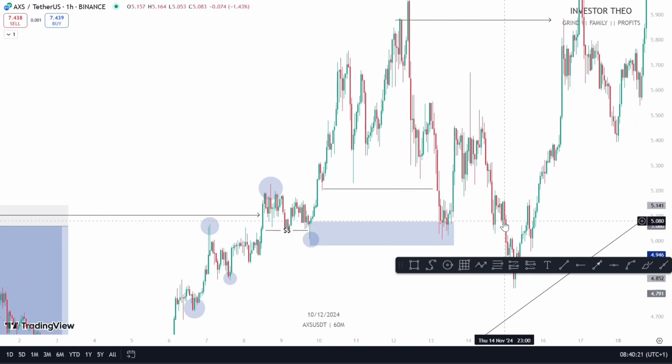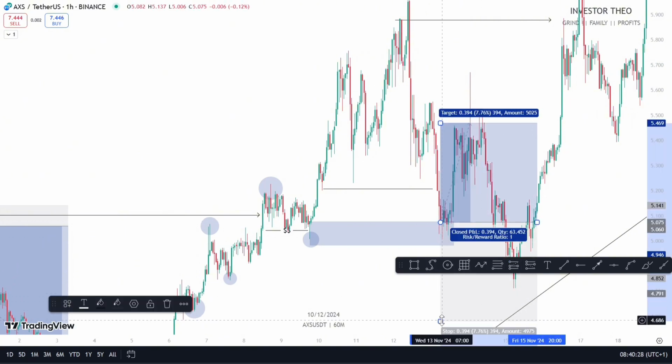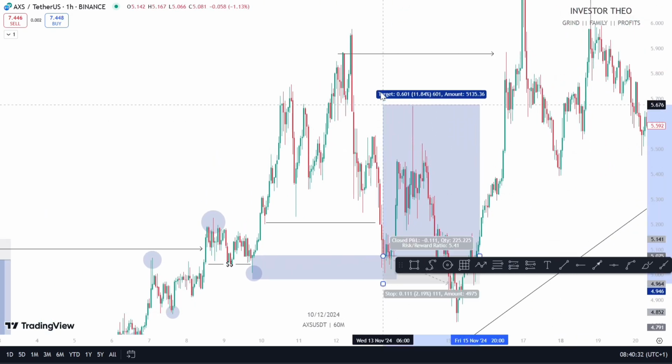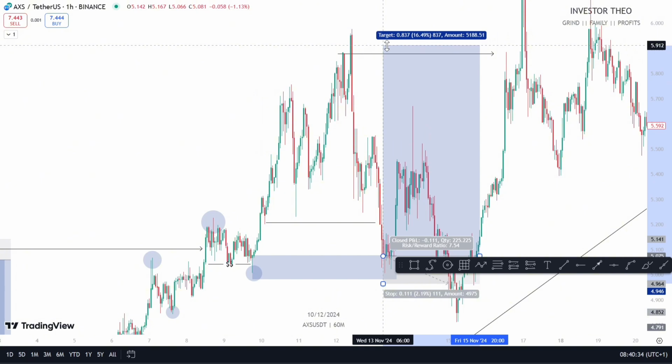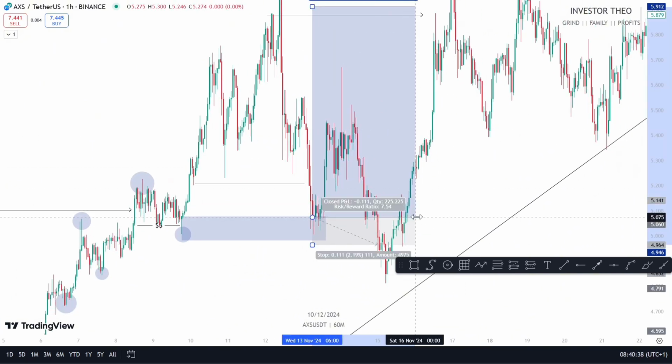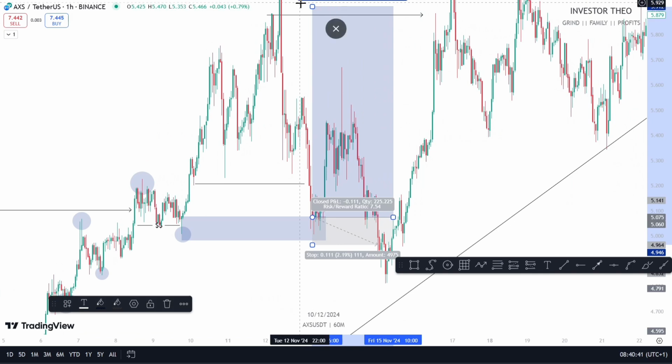So in this order block situation, you'd have entered here for a long. You'd have had your SL beneath your order block and your TP at the next liquidity, which is what you're targeting here. This is like a 1/7 trade. But guess what? The market takes you out. But with the concept of taking partials, this is what would have happened to you. Let me show you the concept of taking partials.